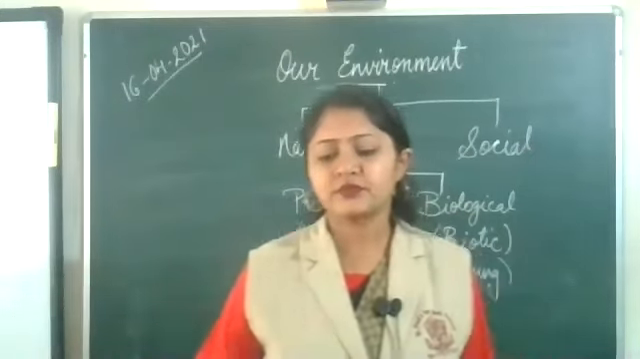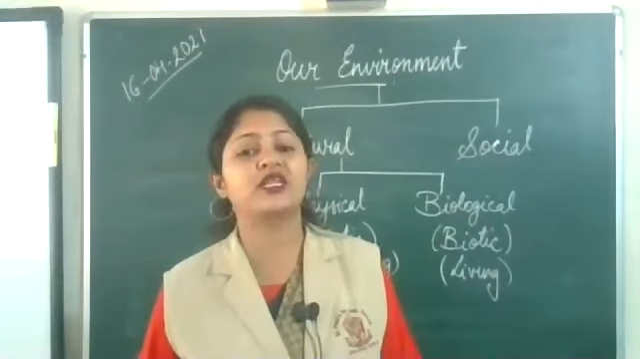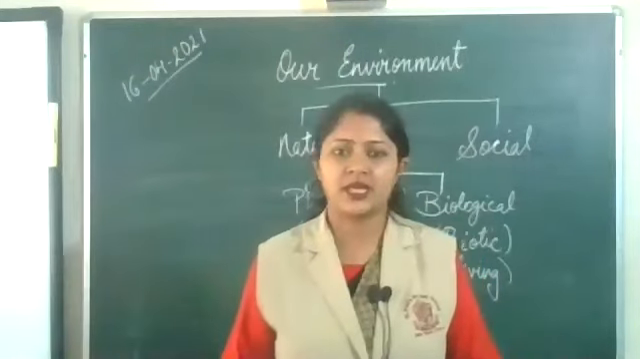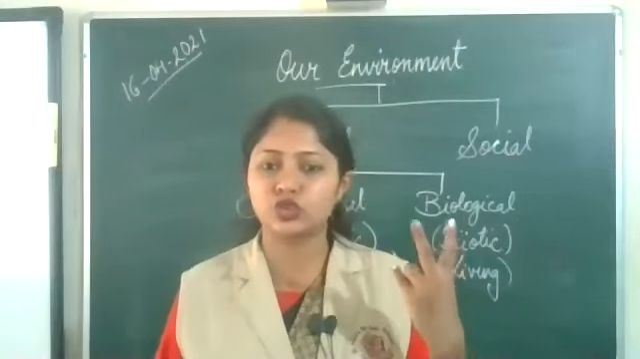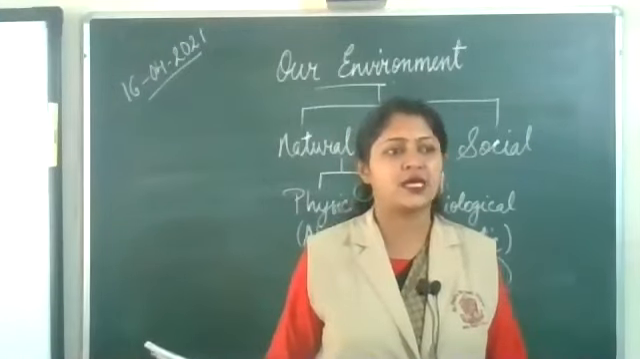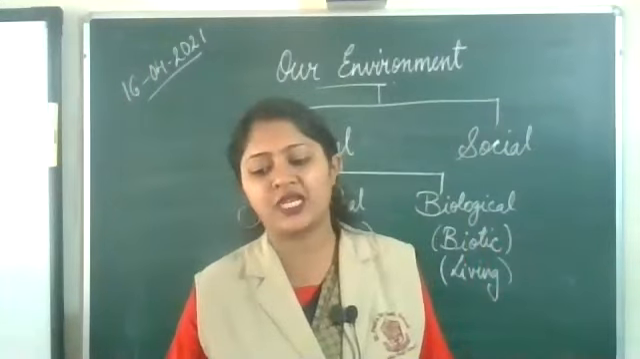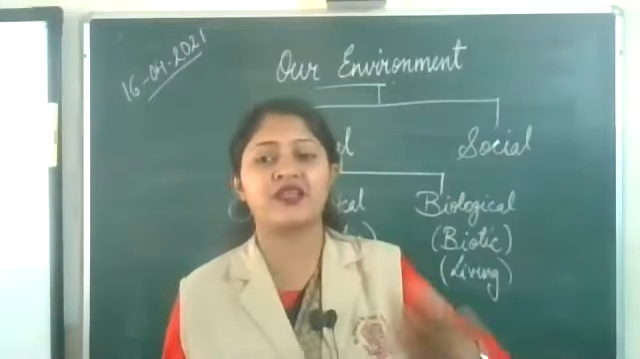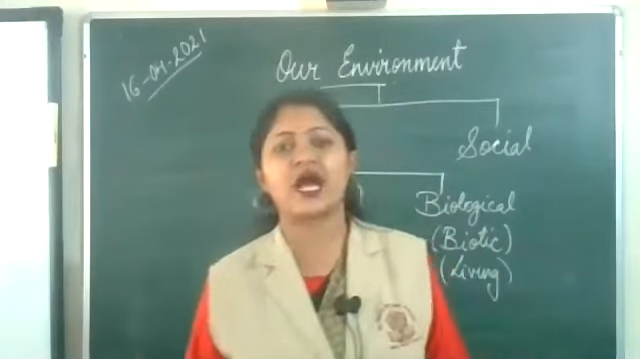Now, what do the biotic components include? They include the living organisms, that is the plants and animals around us, and even human beings. These can be divided into two groups. One is macroorganisms, which you can see with your naked eye, that is cow, fish, humans, anything and everything around you that is living and that you can see, like a dog or a cat.